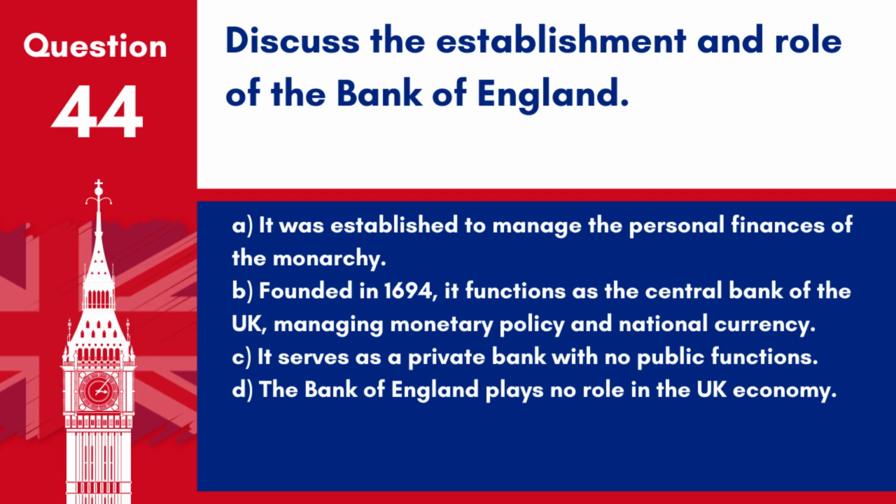Question 44. Discuss the establishment and role of the Bank of England. A. It was established to manage the personal finances of the monarchy. B. Founded in 1694, it functions as the central bank of the UK, managing monetary policy and national currency. C. It serves as a private bank with no public functions. D. The Bank of England plays no role in the UK economy.